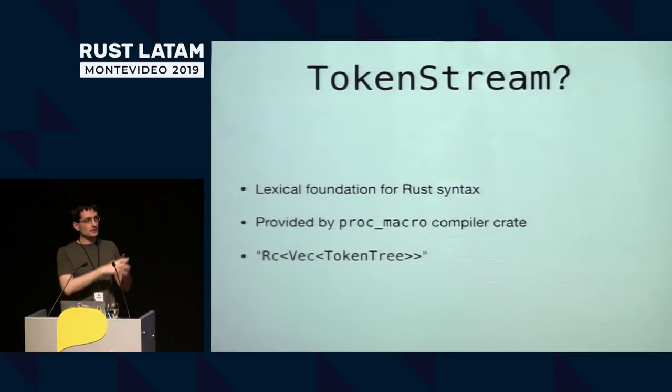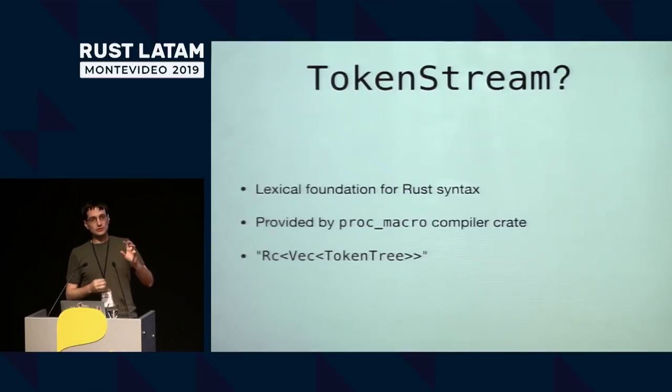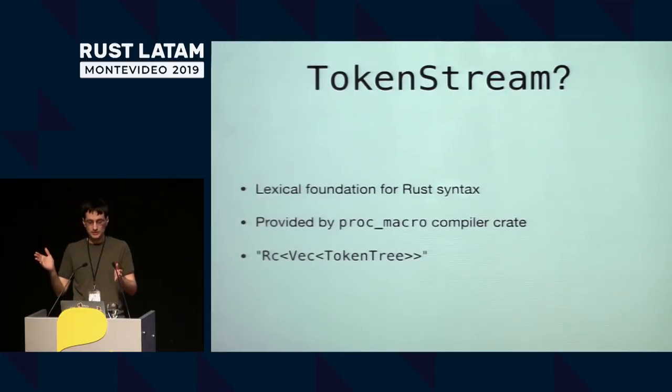So that's kind of the interface that we have with these three kinds of macros. And the next thing you might be wondering is, what's this token stream thing? Why is the input this weird token thing? A token stream is sort of the lexical foundation for all Rust syntax, and it includes atomic tokens inside of it. It's not a string, it's not some other serialized form, but it's kind of a parsed representation in memory of each token that you passed in.